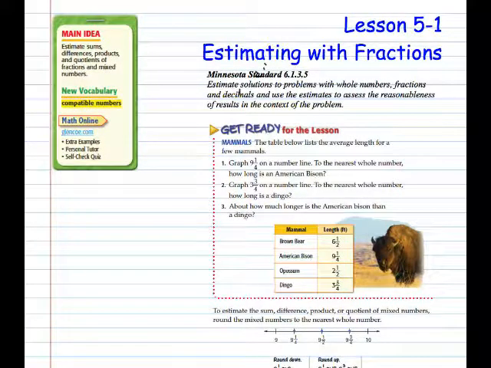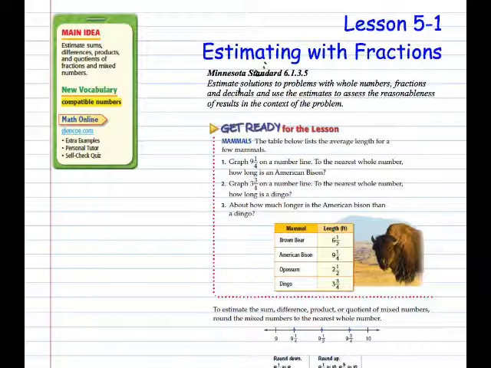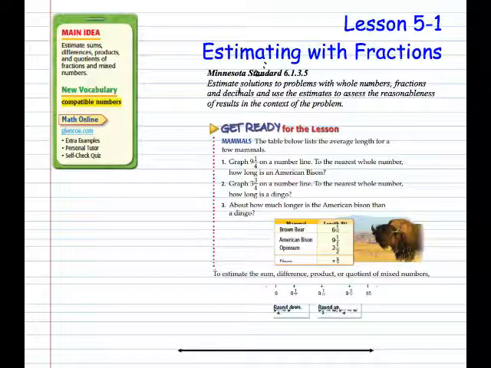This is lesson 5.1, estimating with fractions. The table below lists the average length for a few mammals. Graph 9 1/4 on a number line. To the nearest whole number, how long is an American bison? Well, our number line is down here.